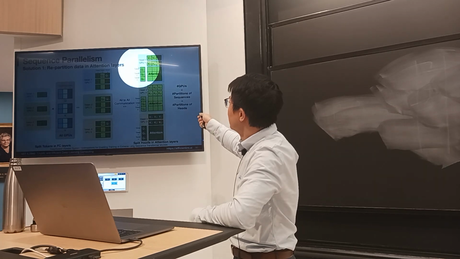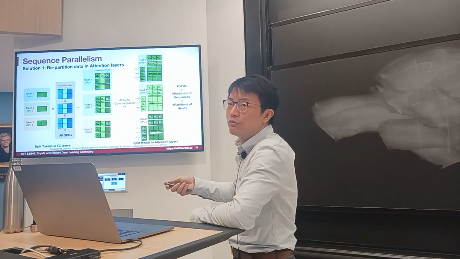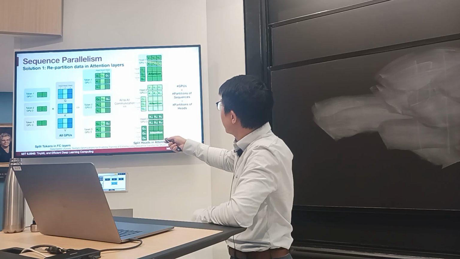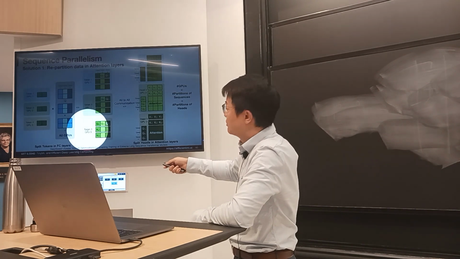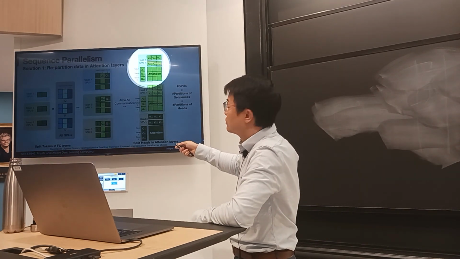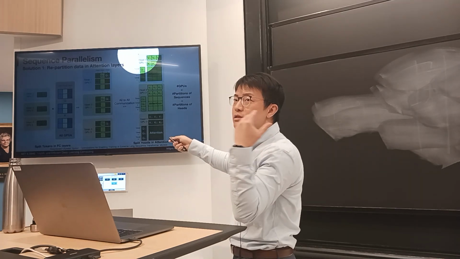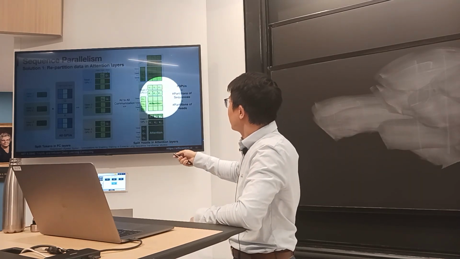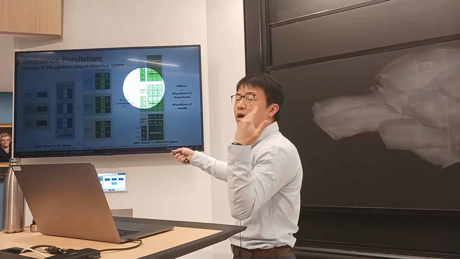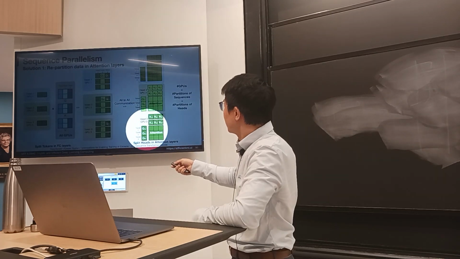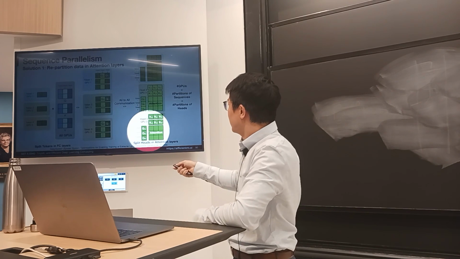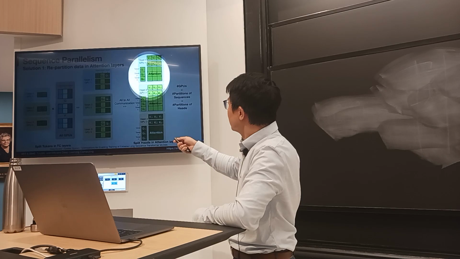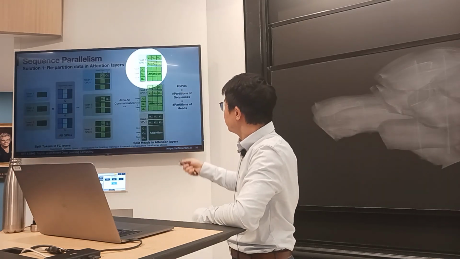so that we can compute the QKV, the complete attention for all the sequence. So it contains information from token 1, token 2, token 3. Everything related to the first head, the entire sequence, is now in GPU1. Everything related to the second head for the entire sequence is now in GPU2. Everything in the third head for the entire sequence is now in GPU3. Okay, so we do the attention computation separately.